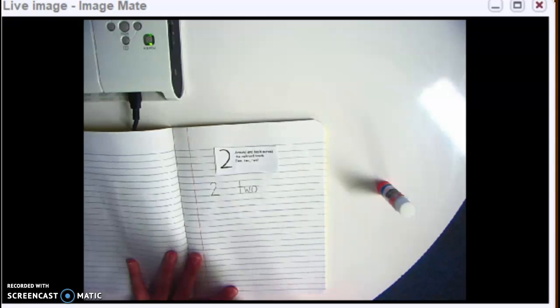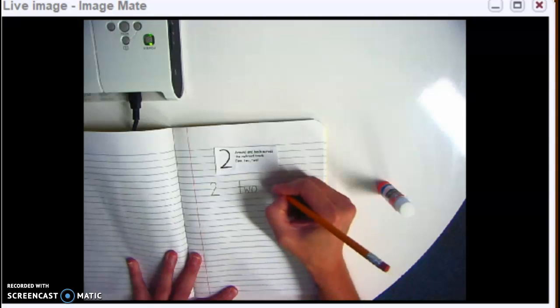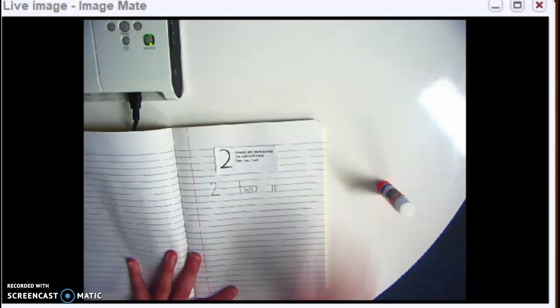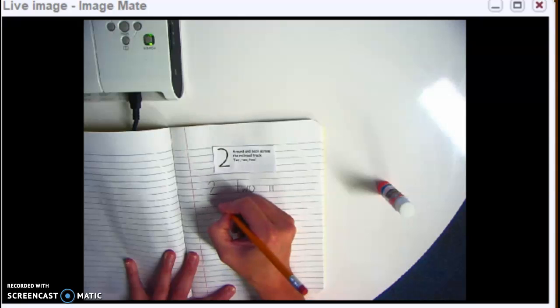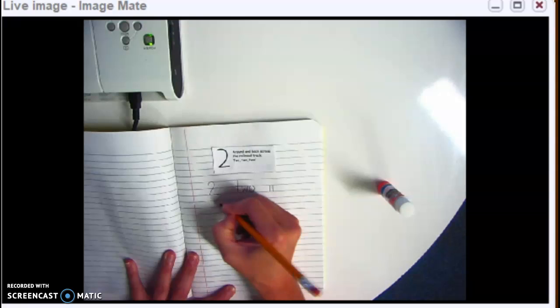Then remember we learned how to draw it with a tally. So a tally is just like a line. So for the number 2, I'm going to draw 2 tally marks. 1, 2. And I'm also going to show 2 dots. Ready? 1, 2.